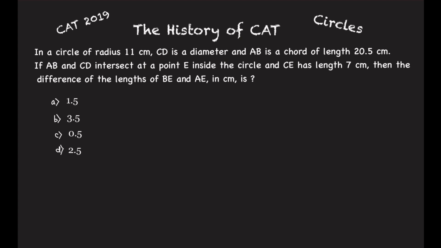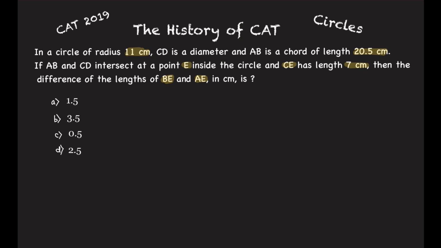So in a circle of radius 11 centimeters, there is a circle of radius 11 centimeters. CD is a diameter, which means it will be 22, and AB is a chord of length 20.5. AB and CD intersect at point E inside the circle. CE is given as 7 centimeters. Then the difference of the lengths of BE and AE is, okay, so that is my question.